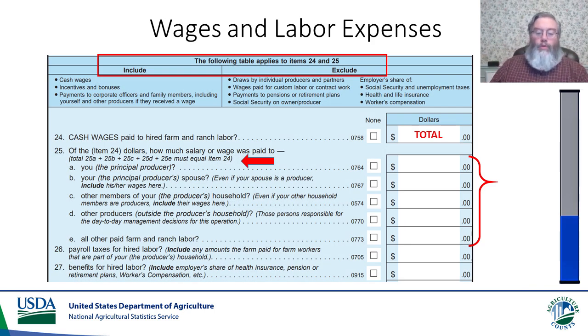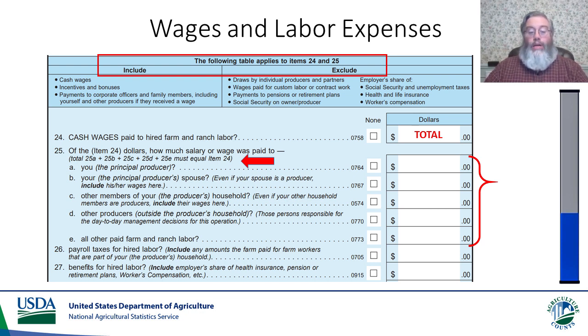Questions 24 through 27 ask about expenses associated with wages, payroll taxes, and benefits for hired labor for the farm or ranch. Please note that question 25 asks for a breakdown of total wages reported in question 24, similar to the way the fuels are broken down in question 9.